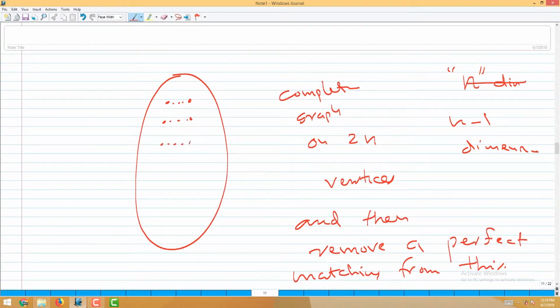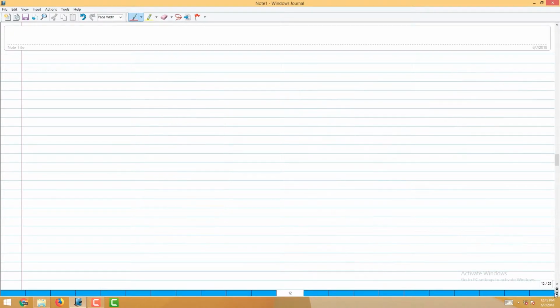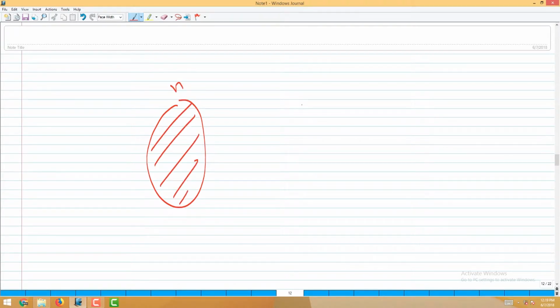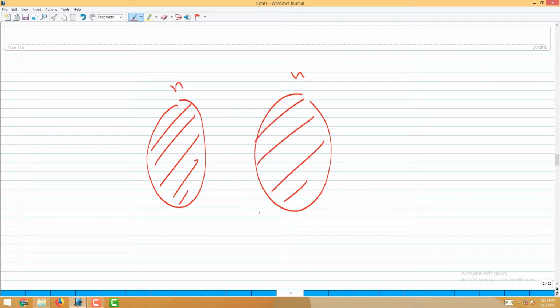So you are removing a perfect matching from like this. So you can draw it better. So this is n vertices, and this is n vertices. There are, because I had 2n vertices in the thing, and then I have this corresponding thing.